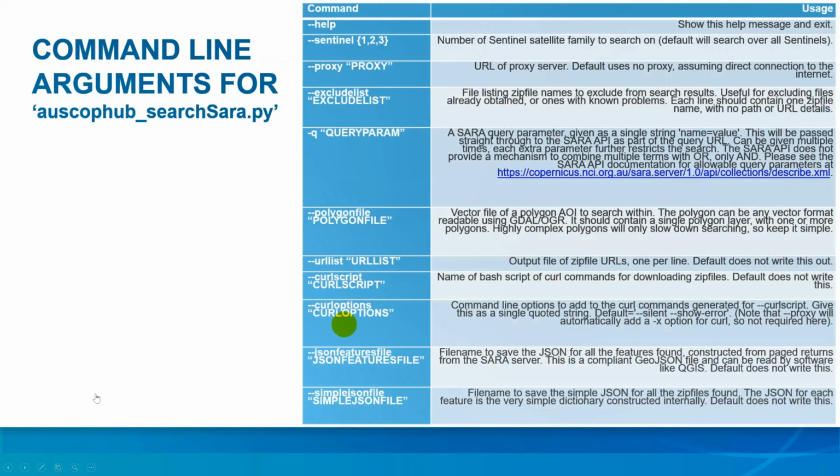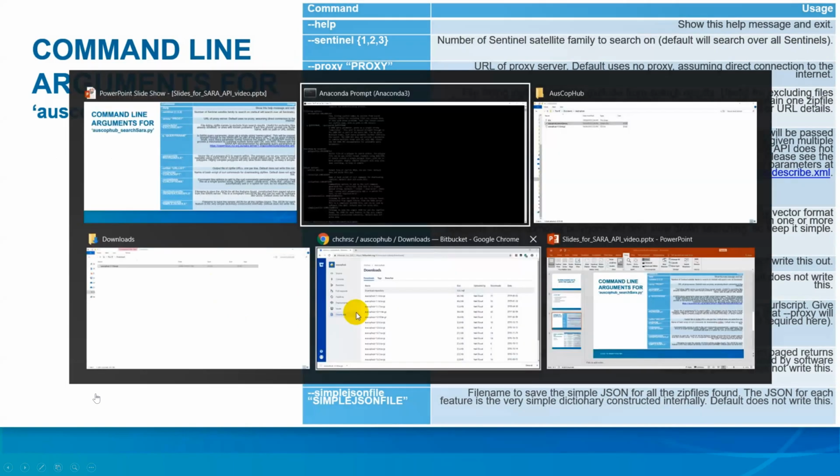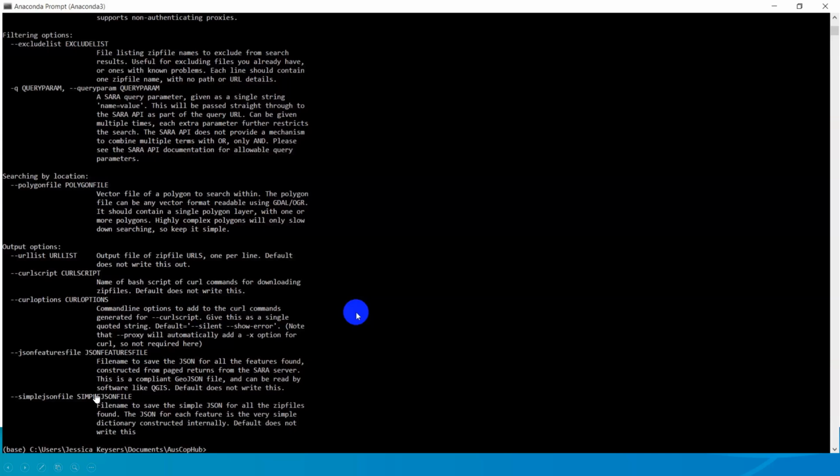This is done with the curl script and curl options command line options. Here, the curl script is the name of the file where we'll be storing it, and the curl options will be used to specify the username and password, and that's what's actually authenticating the download. I'm now going to take you through building this call to generate an automated download. The start is to call the script. So we've got python, then the hub SARA.py, and then we can start passing our query.